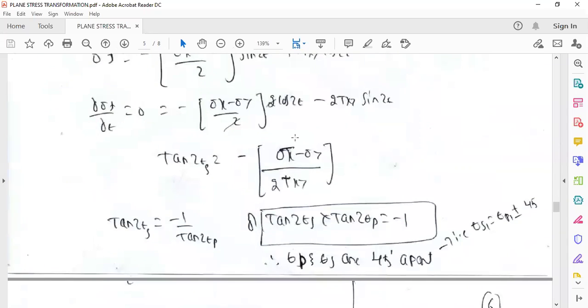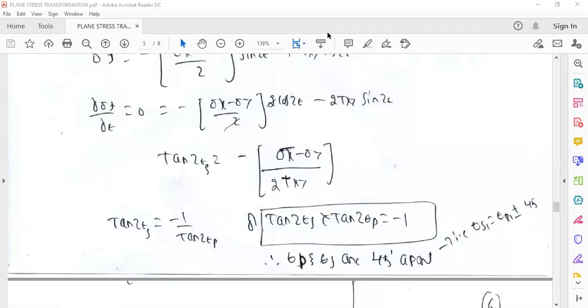This is the inverse of this. That is 2 tau xy by sigma x minus sigma y. Therefore, I can write tan 2 theta s is equal to minus 1 by tan 2 theta p. Or if I multiply tan 2 theta s into tan 2 theta p, it is equal to minus 1.